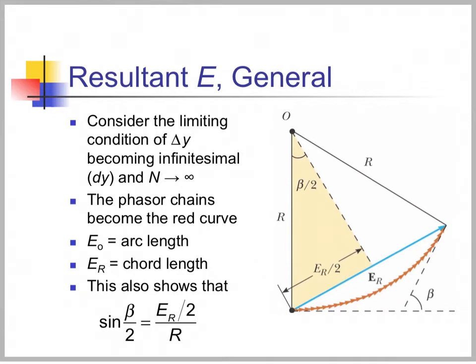So we can consider the limiting condition as delta y gets infinitesimally small, and we'll call it dy, and N goes to infinity. Then that phasor chain becomes a curve. The length of the curve, or the arc length, is E naught. The chord length is E_R. And from a little bit of geometry, we know that sine of beta over 2 is equal to E_R over 2 divided by the radius.